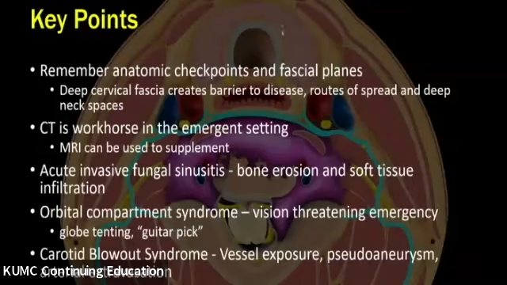So remember those anatomic checkpoints and fascial planes. They create barriers to disease and routes of spread and create the deep neck spaces. CT is really going to be the workhorse of imaging in the emergent setting of the head and neck. MRI can be used to supplement. Then the important features of acute invasive fungal sinusitis are bone erosion and soft tissue invasion. Orbital compartment syndrome is a vision-threatening emergency. Look for that guitar pick appearance or globe tenting. And then the main features of carotid blowout syndrome: vessel exposure, pseudoaneurysm, and arterial extravasation.